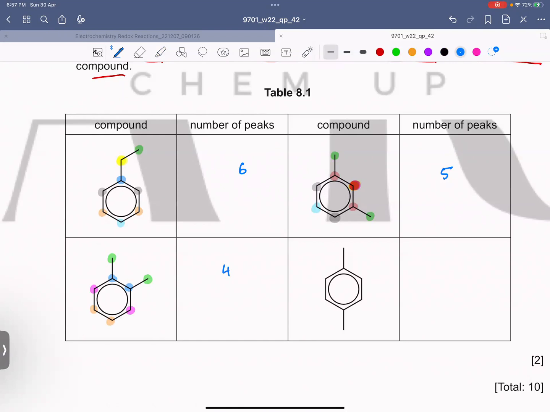Now, the last one. It's a completely symmetrical molecule, right? So these two have exactly the same chemical environment. These two have exactly the same chemical environment. And these 4 have exactly the same or similar chemical environment. So here, there would be 3 signals.